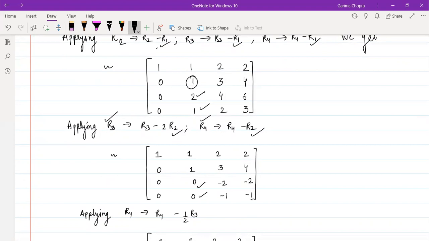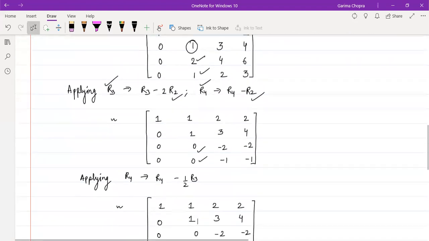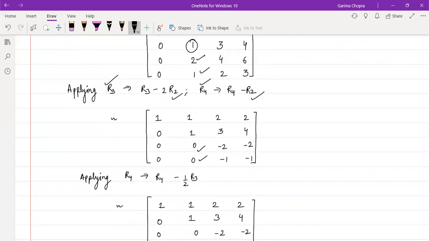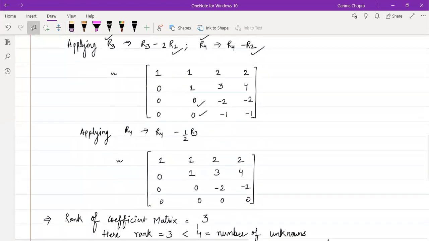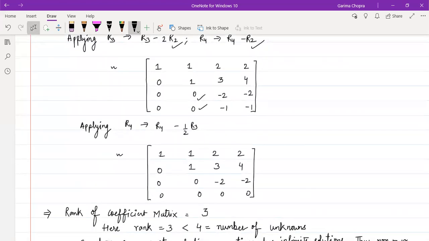In the fourth row and third row, they are identical. There is a difference of one scalar only. So we can easily make the fourth row a 0 row by using the third row, and the scalar which we are using with the third row is minus 1 by 2. So after applying this transformation, we get this matrix, and it is in echelon form.